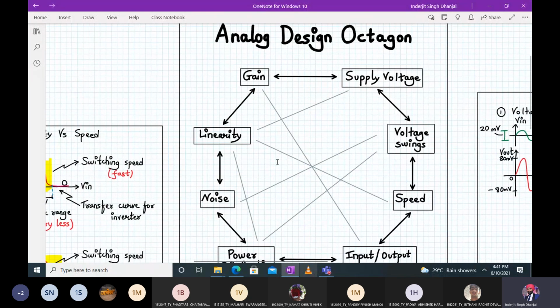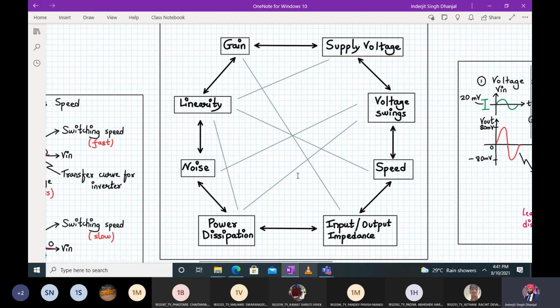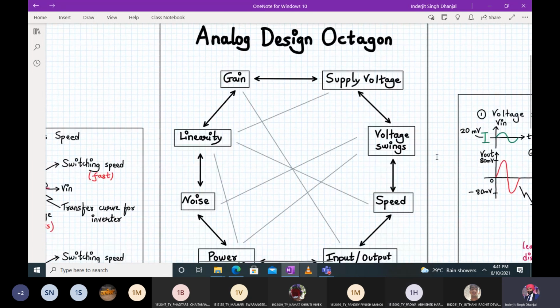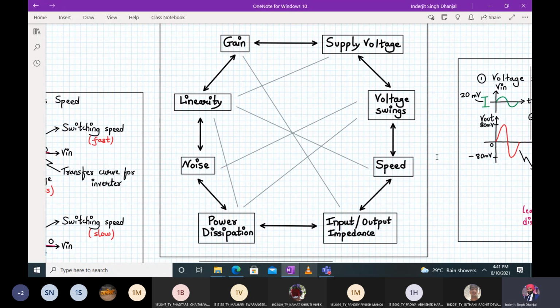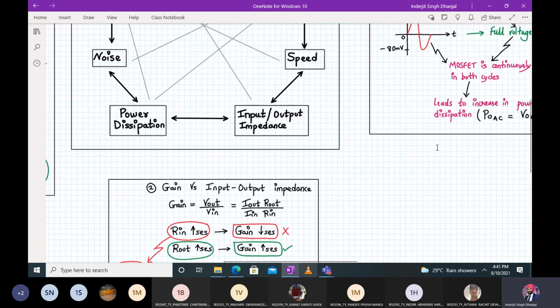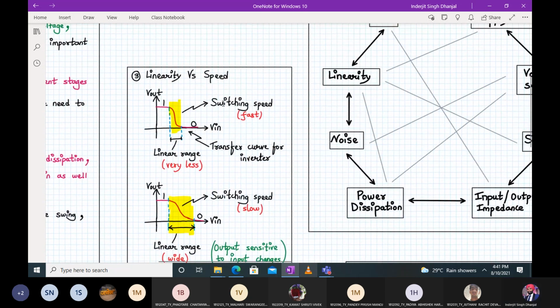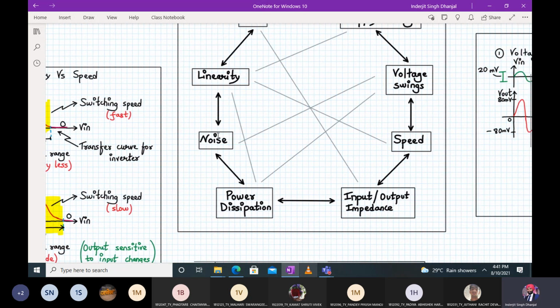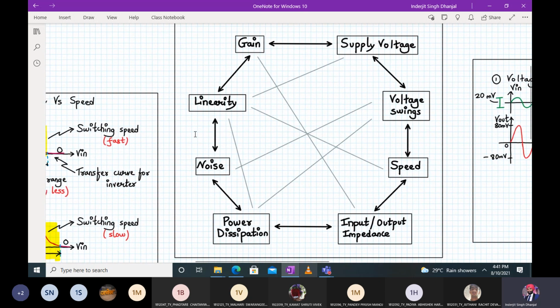analog design octagon. Anyone has any questions? Any questions here? Yeah, it is important. They can ask you a 5 marks question on explain analog design octagon and interrelations between the parameters. So I've given 3 examples: voltage swing versus power dissipation, gain versus input and output impedances, and thirdly linearity versus speed. Okay, so this is very, very important before we discuss AVLSI concepts. Yeah. So ready for the next one?